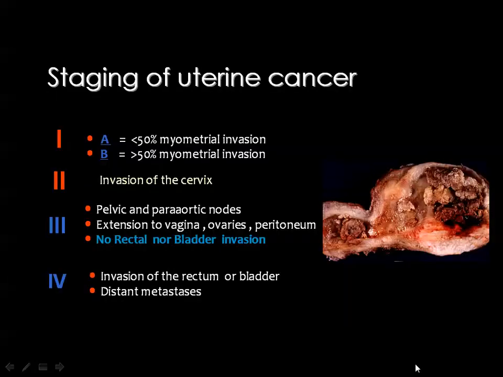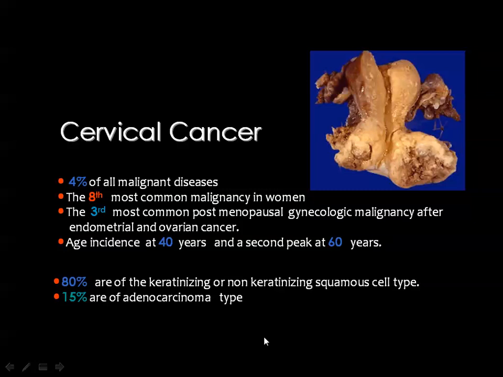The stages of endometrial cancer, as you all know, this is stage 1A, less than 50% myometrial invasion, and B, more than 50%. Stage 2, invasion of the cervix. Stage 3, pelvic lymph nodes or para-aortic lymph nodes, and extension to the vagina, ovaries, and peritoneum without affection of the rectum or the urinary bladder. Stage 4, distant metastasis and rectal or vesical involvement.